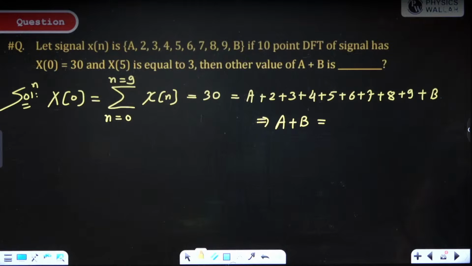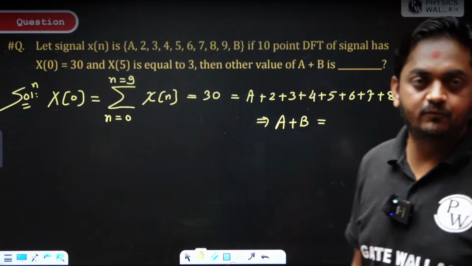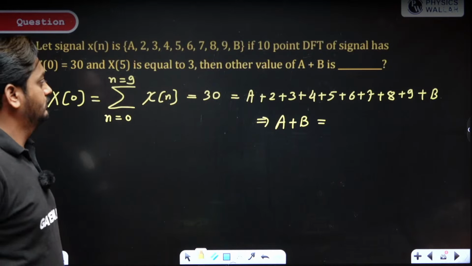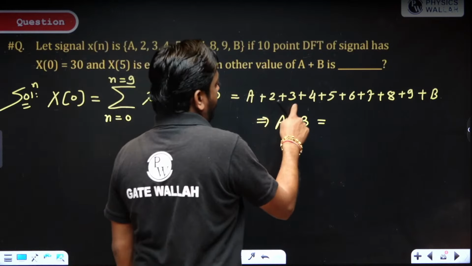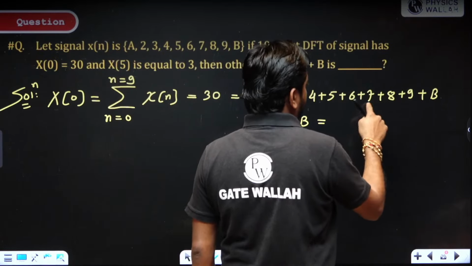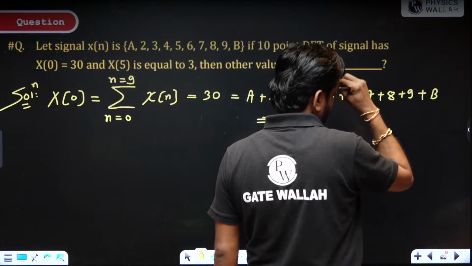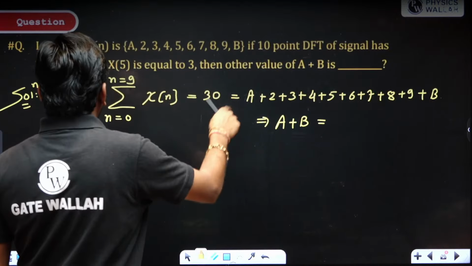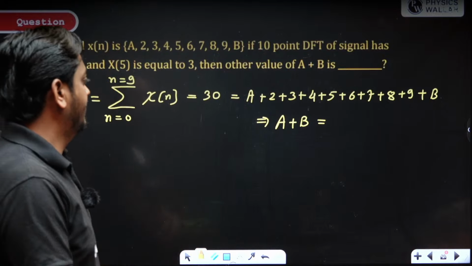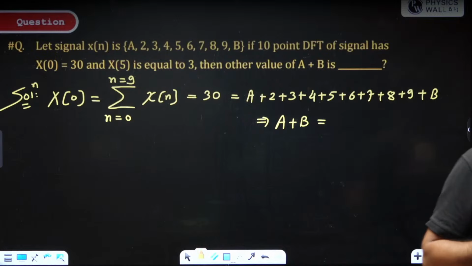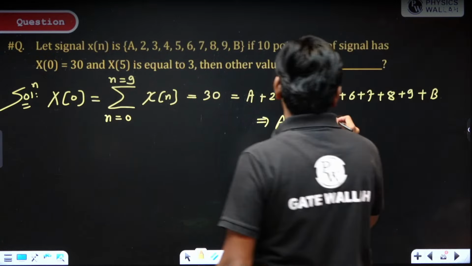What is the value of a plus b? Can you tell me the value of a plus b? 44 minus 44. So 2 plus 3, 5, 5 plus 5, 10, then 20, 35 and 9. 35 plus 9, 44. So 30 minus 44. So minus 24, I think. Minus 14, sorry. Minus 14, guys. So a plus b is minus 14.